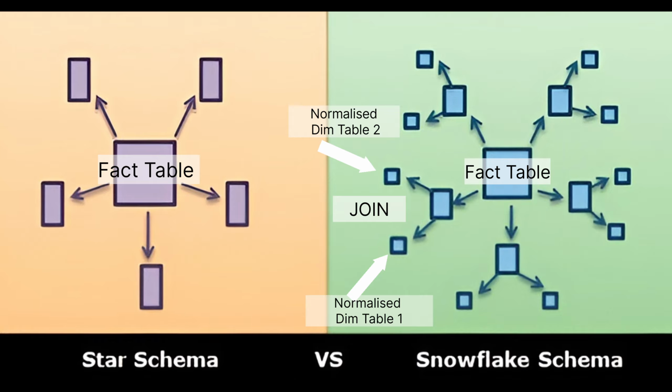Since the dimension table is broken into two normalized dimension tables, every time we need to retrieve the data from the main dimension table, the two child dimension tables need to be joined. So for each dimension table the join action has to be performed. So the number of join operations is increasing, which is reducing the overall query performance in Snowflake schema, okay.